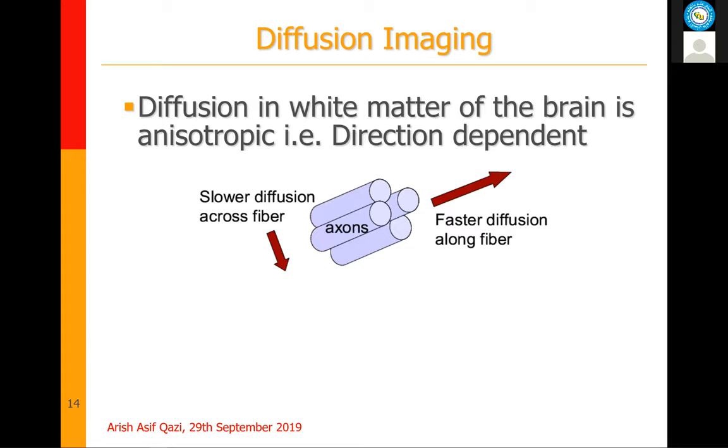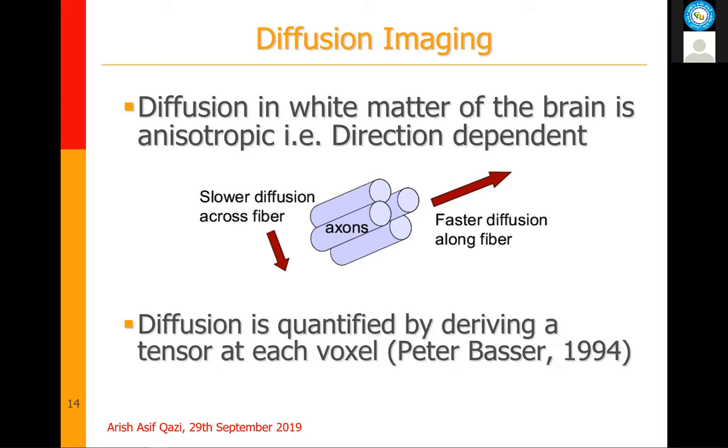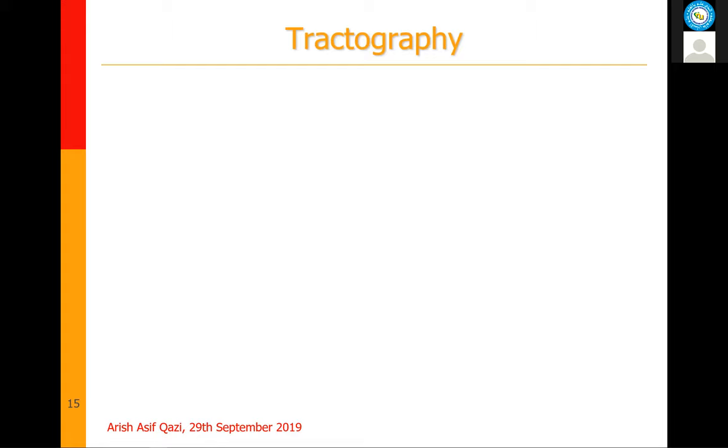Now, Peter Basser in '94 developed a mathematical model. What he did was that at each location of the diffusion image, he quantified a tensor. A tensor is a mathematical entity; in layman's terms, it's like a 3x3 matrix. So he quantified a tensor at each location. And then the tensor is diagonalized, resulting in three eigenvectors. So the idea is to use the tensor to map these pathways in the brain.